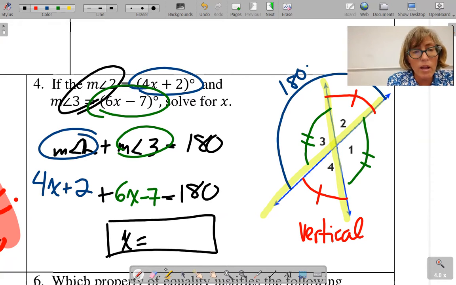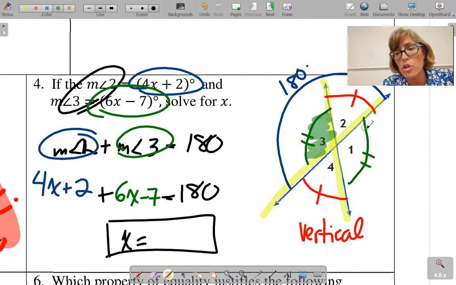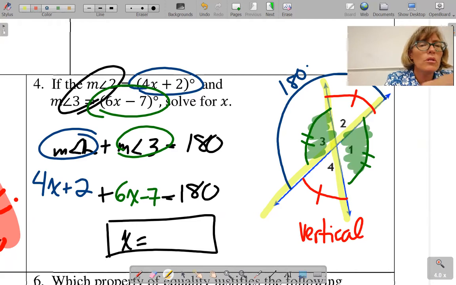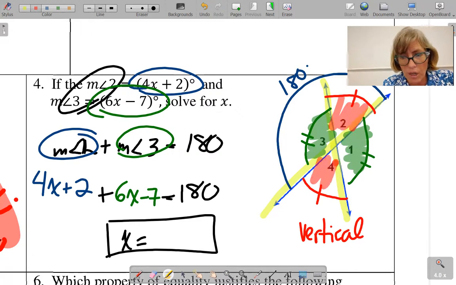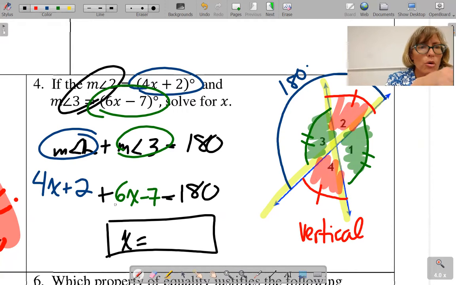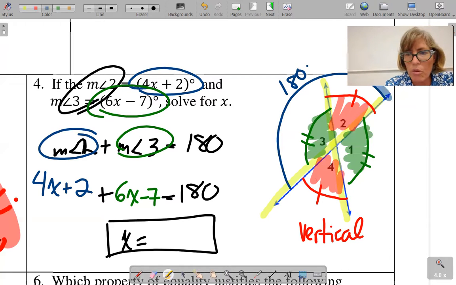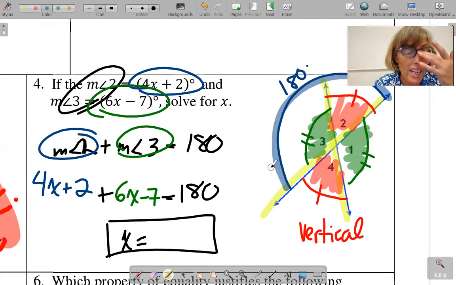Now, if you were in my class, I would make you plug whatever x back in, and then you solve for these angles, and the 2 green angles should be equal. The 2 red angles should be equal. And then, of course, these blue angles back to back add up to 180.